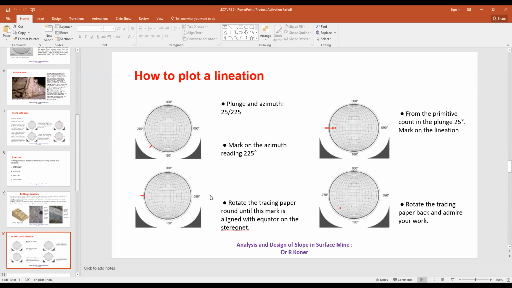So what we will do, we will set the stereonet paper as we discussed in the last class. First the stereonet, then tracing paper, then we insert a pin to make a hole. The pin will be inserted from the downward direction so that the tracing paper can be rotated freely about the center. Now, if these things are done, 225 is starting from north, 90 east, 180 south, then 270 is the west. So in between west and south, there will be 225. Then mark it 225 here.